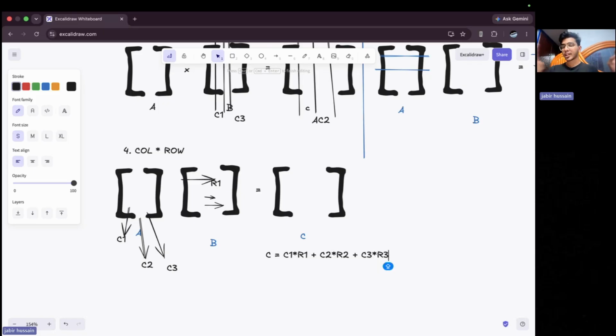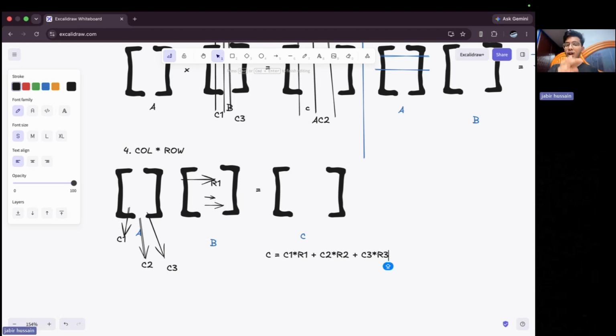So whatever columns you have, take all those columns, multiply them with the corresponding rows, and you will get the answer. The sum of all these rows multiplied by their corresponding columns, whatever multiplication it gives you, sum them up and you will get the resultant matrix. This is the fourth picture.